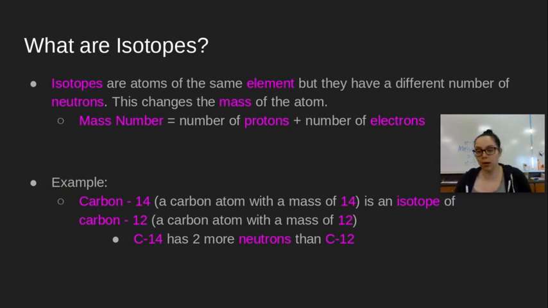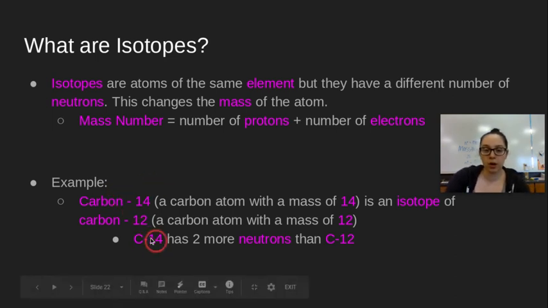So when we think about carbon in our organic material, in our pencil lead, in diamonds, things like that, we think of carbon 12 because it is the most abundant of the carbon isotopes. So carbon 14 is an isotope. Carbon 14 has 2 more neutrons than carbon 12.